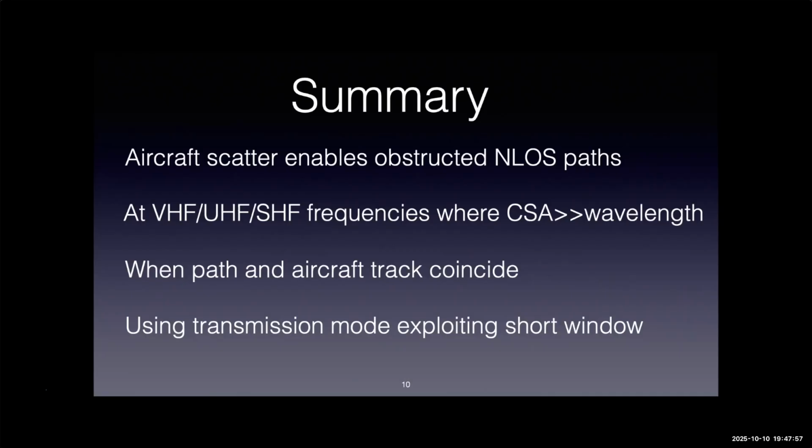And if we were going to make use of that communication path, then we would have to use a transmission mode that was capable of exploiting an 8-second window. And we'll look at that later on. So a little bit there about cross-sectional area and radar cross-section, which we'll come to later on.